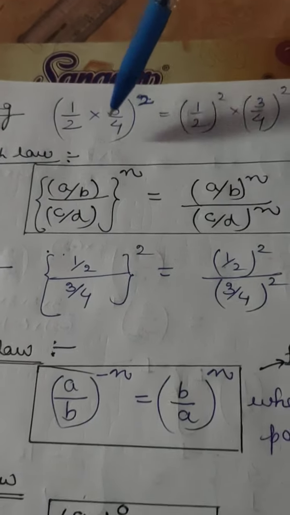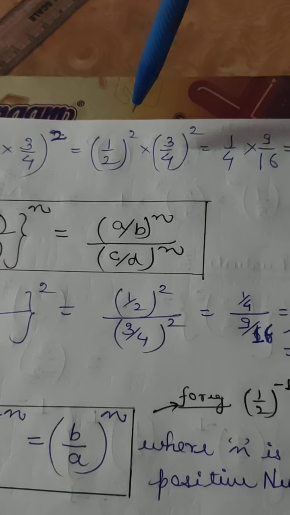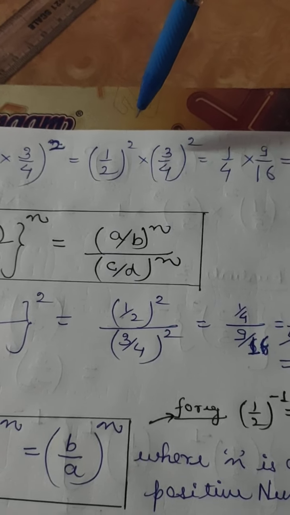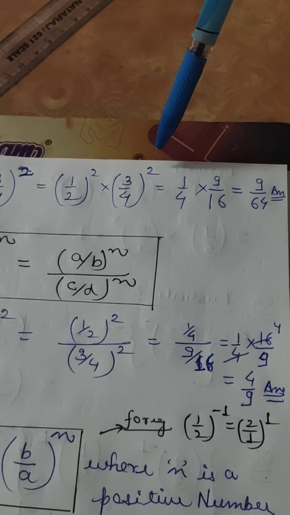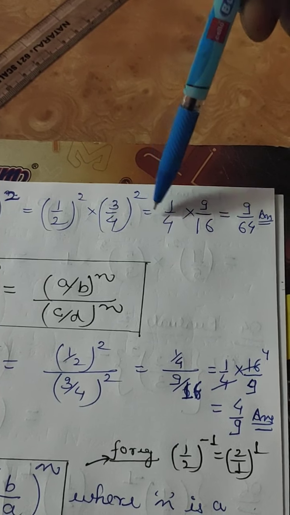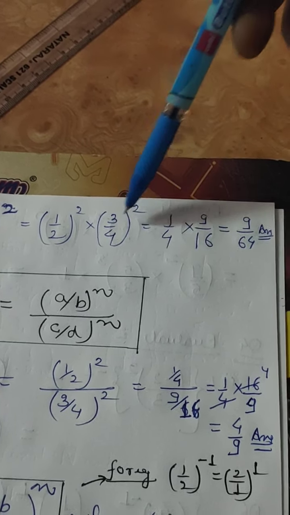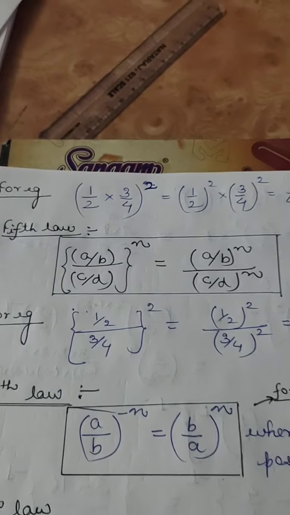For example, 1/2 and 3/4 are two different rational numbers and both have the same power. Then in the next step, 1/2 has the power 2, multiplied by 3/4 having the power 2. So when we open this power, we will get 1/4 and 9/16. The result is 9/64.